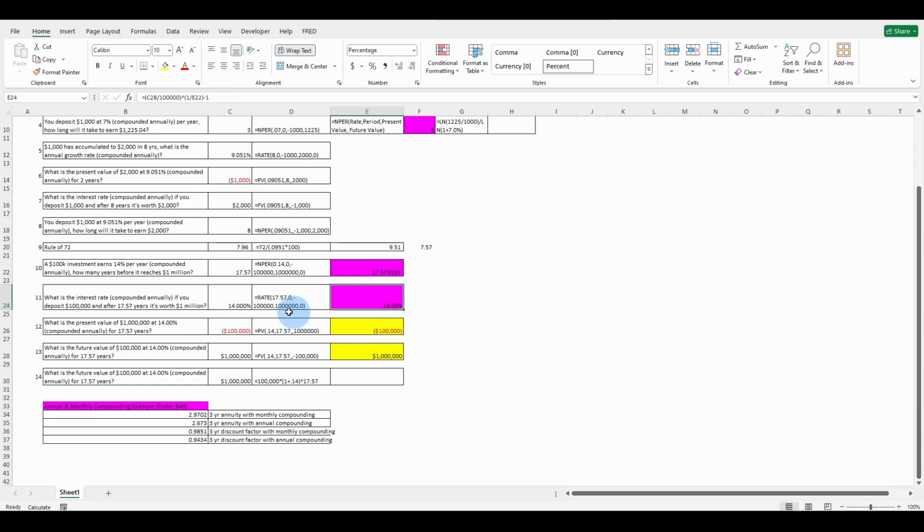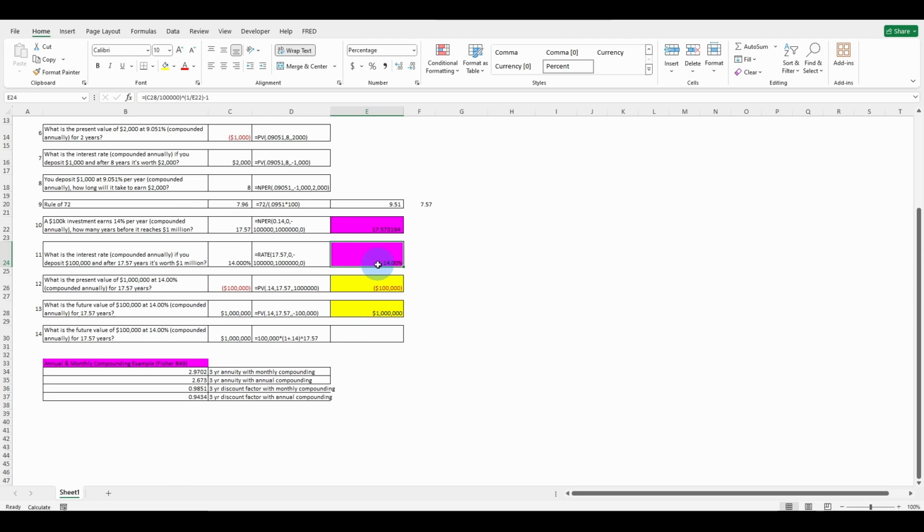How do you do that? Just do some simple algebra. We're solving for the 17.57. We're actually solving for, where's the formula? Well, you can work through it.